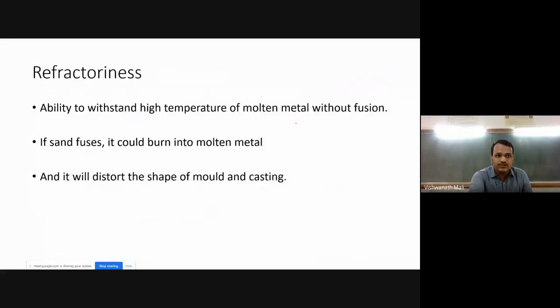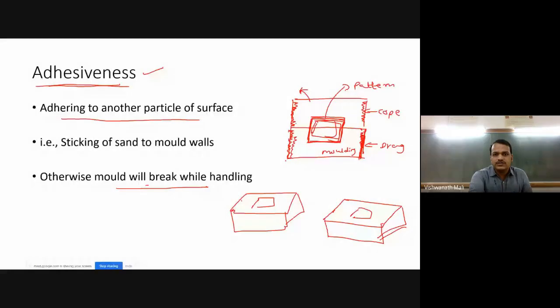So that we are going to see in refractiveness. That part will come in this property, refractoriness. What is refractiveness? That we'll see. So this is adhesiveness, that is, it should adhere to this, because the temperature of the molding wall and molding sand is similar. That's why it will adhere to this molding sand.